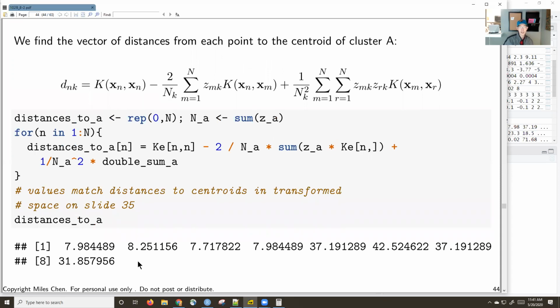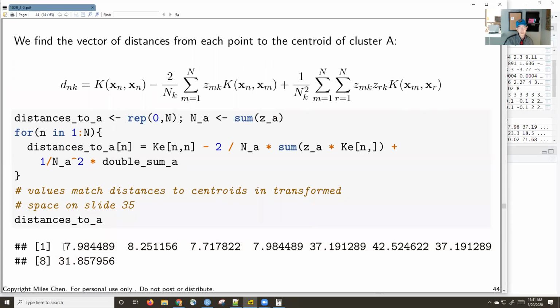And here we are going to find the distances to A. So what I do is I'm going to take the kernels, for all of our n values, we're going to take the kernel n, and then we add the double sum, and then we're going to get all of these distances, okay?